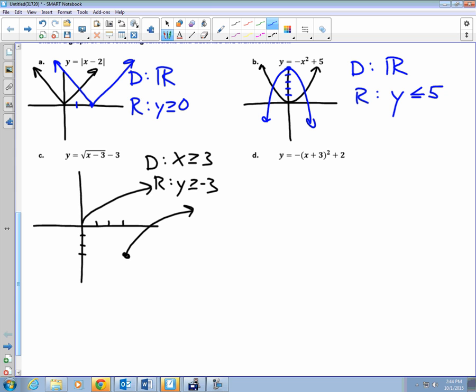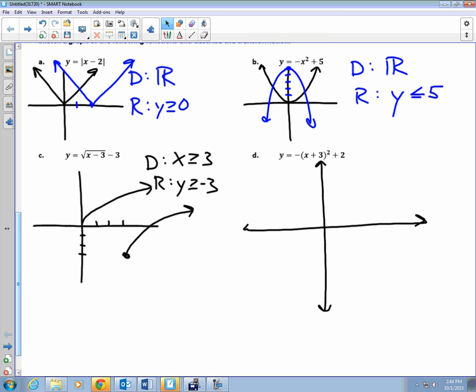And we look at D. What's the parent function? Yep, it's a parabola. What are the three things that change its shape or change its location? The negative, the plus 2, and the plus 3. So which one's on the inside? The plus 3. So is that going to shift it right 3 or left 3? Left 3. Good job. You got that.